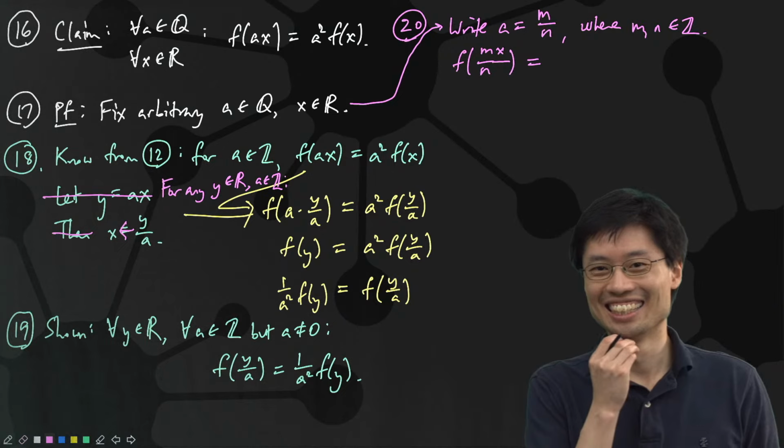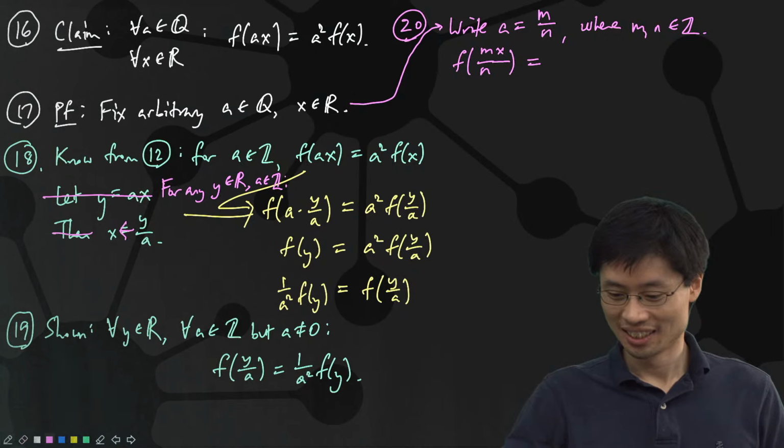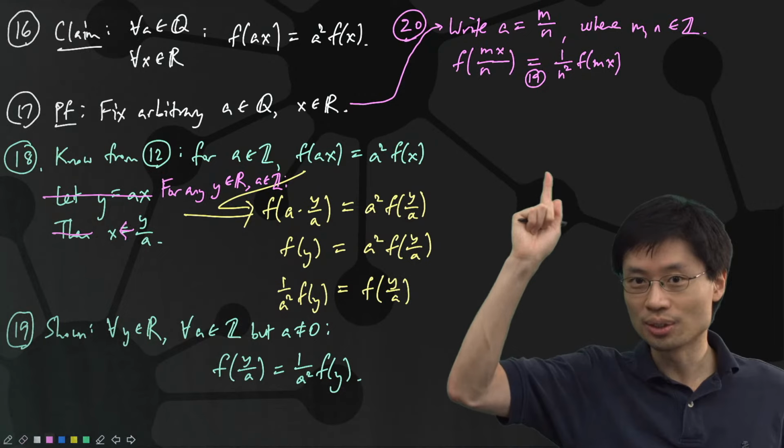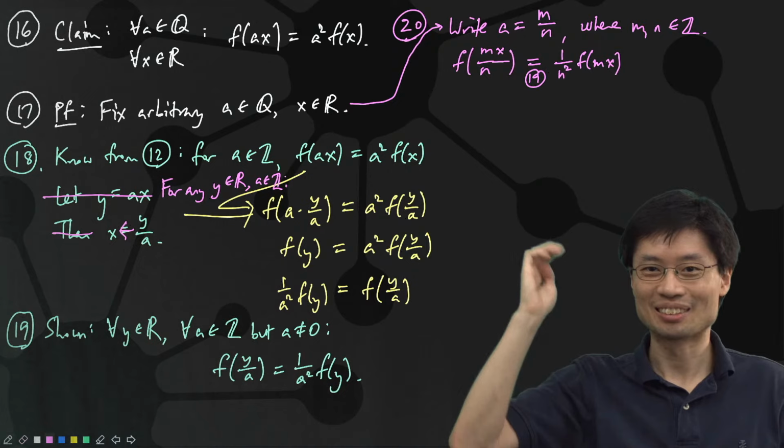Yeah, so, I guess first you can apply property 19. Good, let's do 19 first. That's equal to 1 over n squared f of mx, right? No arguments about this. This is totally legit. And also, notice, we don't need to get scared about n equals 0, because that's not allowed. The a is a rational number anyway.